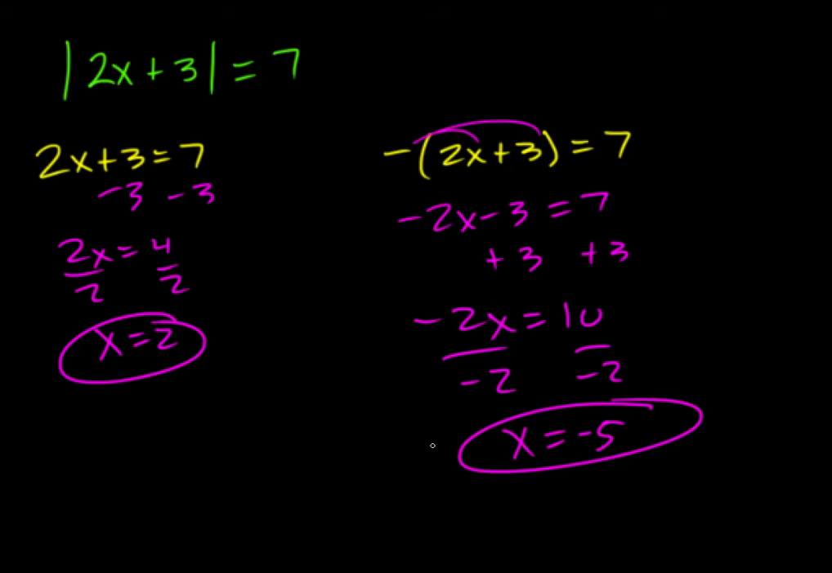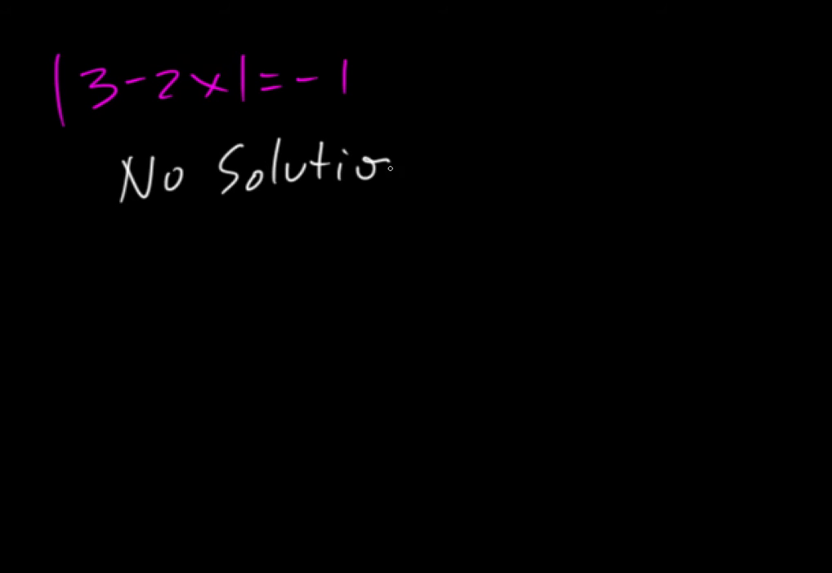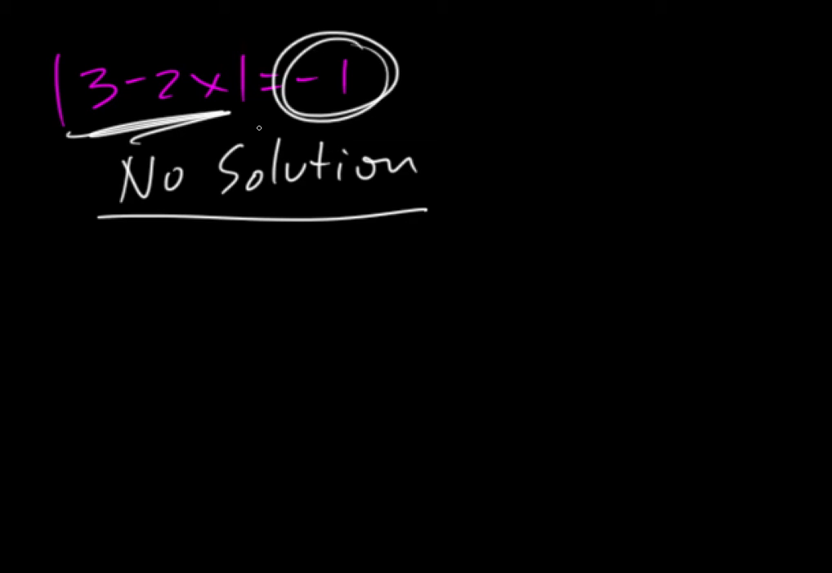Okay, and just put the word "or" in between them. So the answers are x equals 2 or x equals negative 5. Okay, we'll try another one like that. Okay, this one right off the bat, we say no solution, because there's no way to get a negative number out of an absolute value.